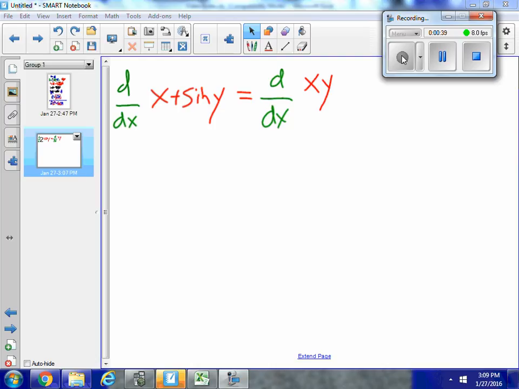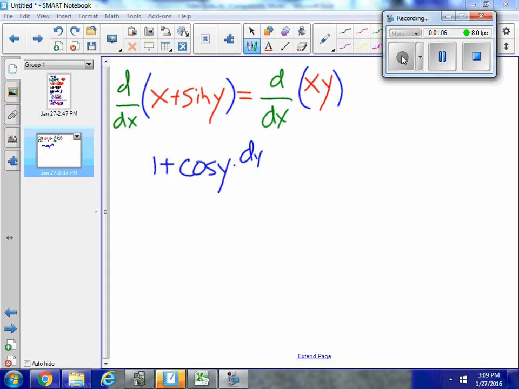I'm going to differentiate my left-hand side first. The derivative of, I'll put it even in parentheses, the derivative of x with respect to x is just going to be 1, plus the derivative of sine y with respect to x. We know the derivative of sine, so that's going to be cosine y times, because y is a function, dy/dx.